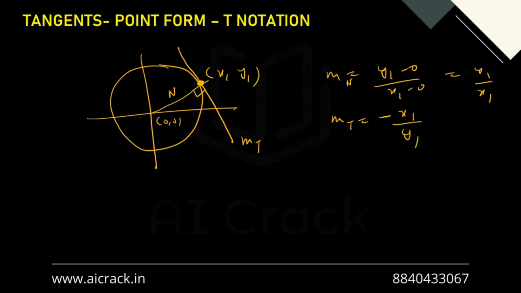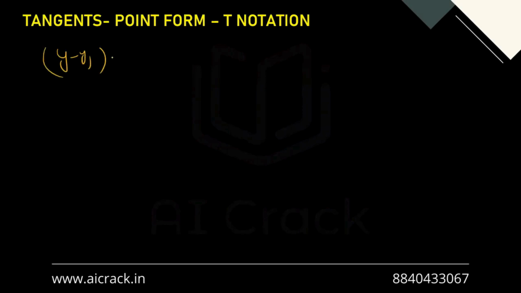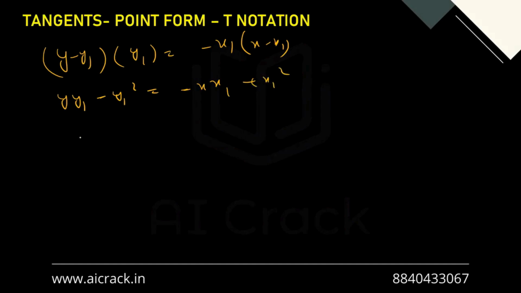Now if I want to write the equation of this tangent, that would be y minus y1 equals m tangent times x minus x1, right? M tangent is minus x1 by y1 times x minus x1. If I expand it further, I'll be getting (y minus y1) multiplied by y1 equals minus x1 times (x minus x1). So that gives me y1 y minus y1 square equals minus x1 x plus x1 square. So this becomes x1 x plus y1 y equals x1 square plus y1 square.